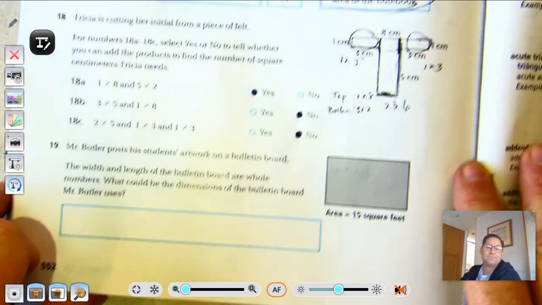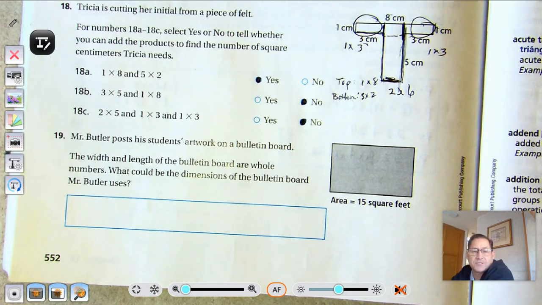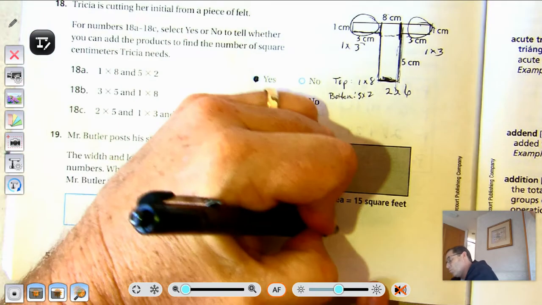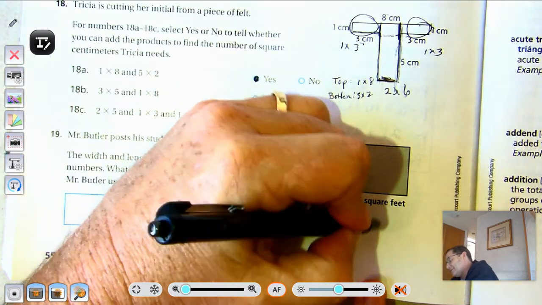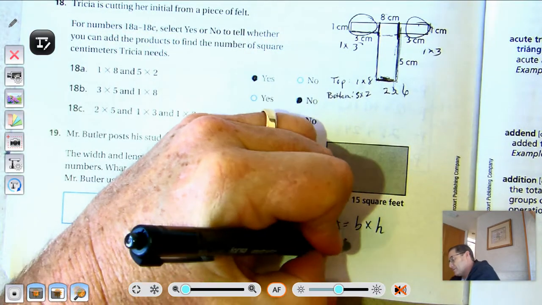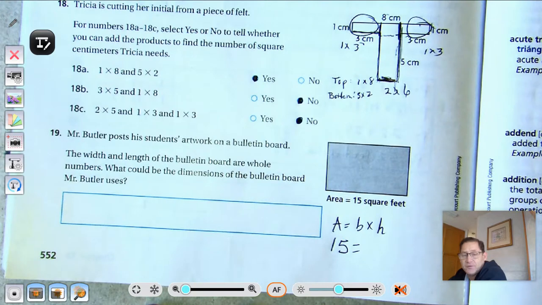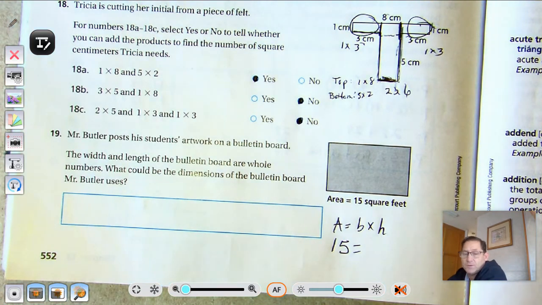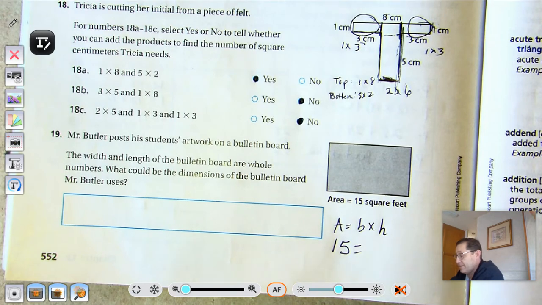And 19. Mr. Butler posts his students' artwork on a bulletin board. The width and length of the bulletin board are whole numbers. What could be the dimensions of the bulletin board Mr. Butler uses? We know area equals base times height. So basically, we have to come up with two numbers that, when we multiply together, will give me 15. That means find the factors of 15.